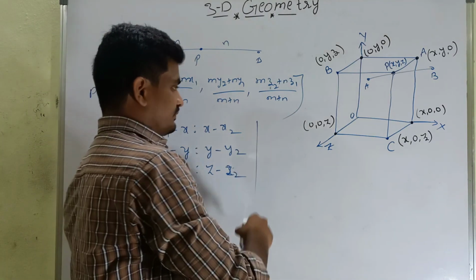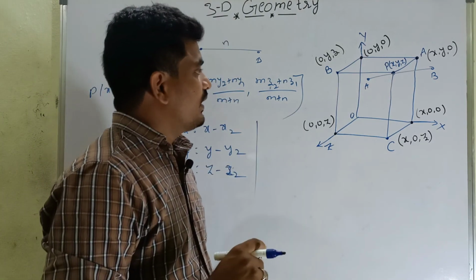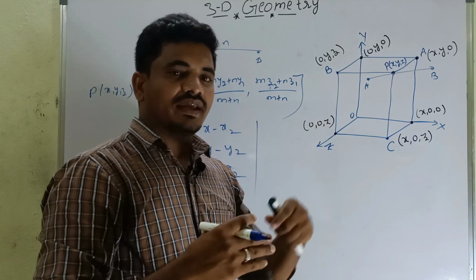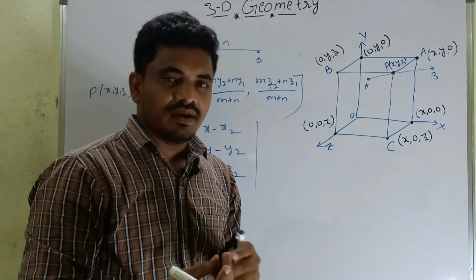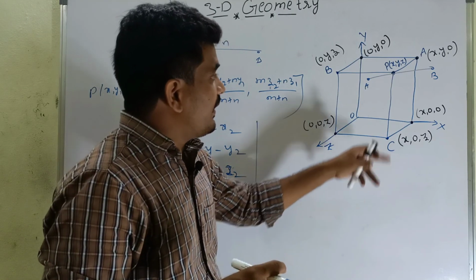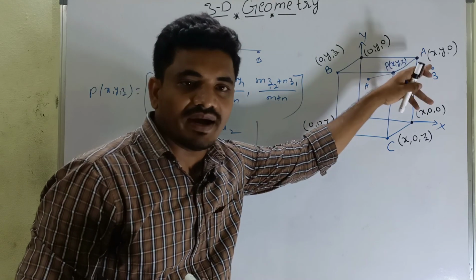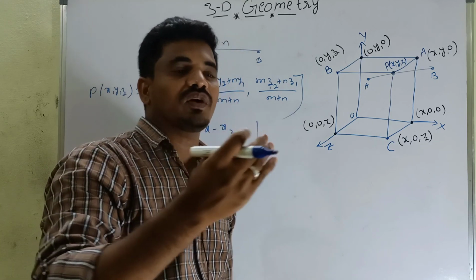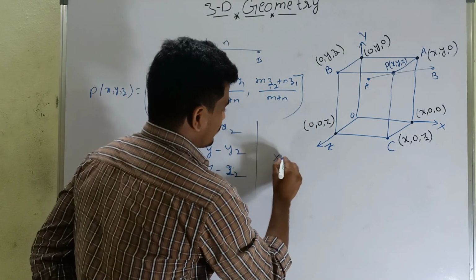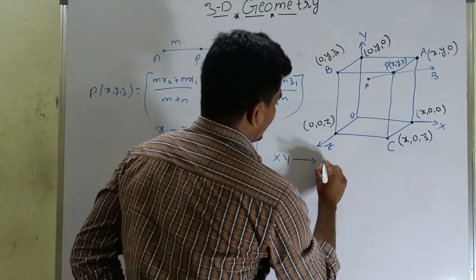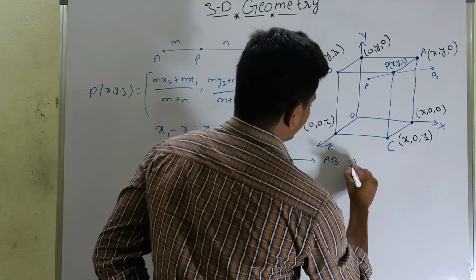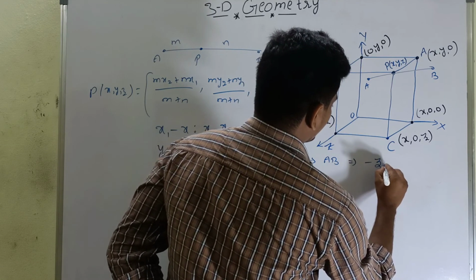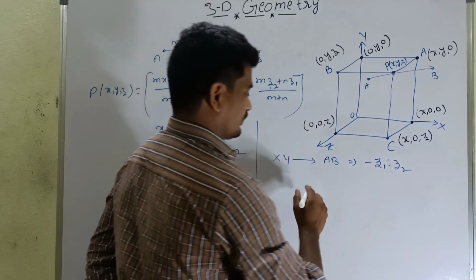And next, one more point. And next term, if A and B are 2 points in a plane, in what ratio does the xy surface divide them? The xy surface divides the 2 points, AB, in what ratio? Means we can get minus z1 is to minus z2.